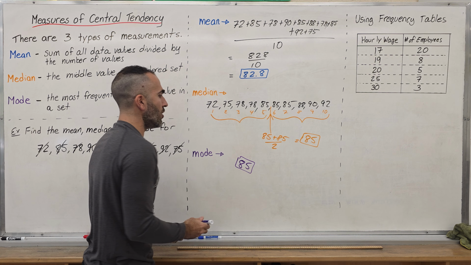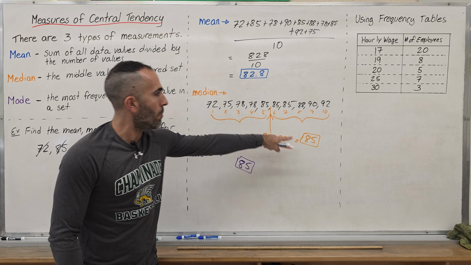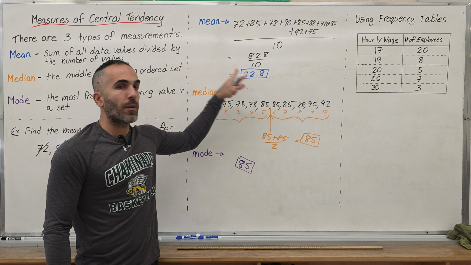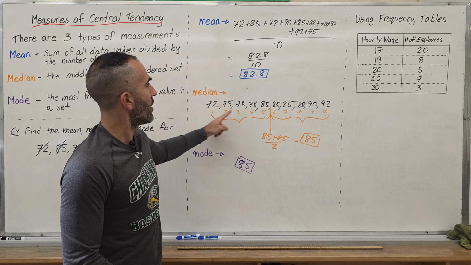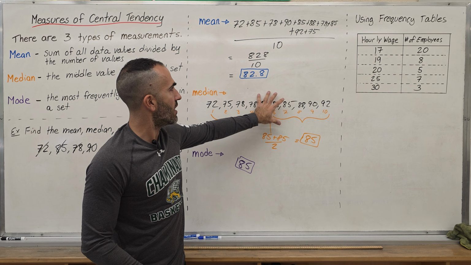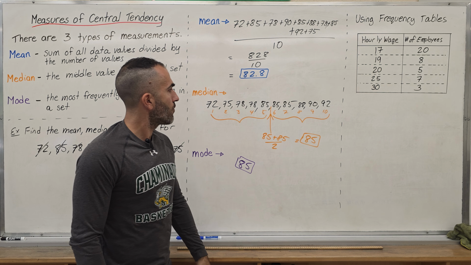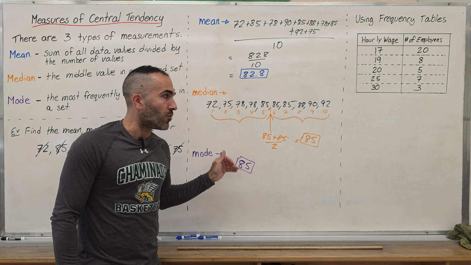So you can see how all these answers, the mean, median, and mode, all represent something about the center of the data. Like when they're in order right here, they all have to do with the center of the data. Okay, just in different ways.